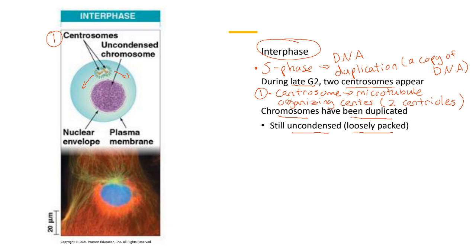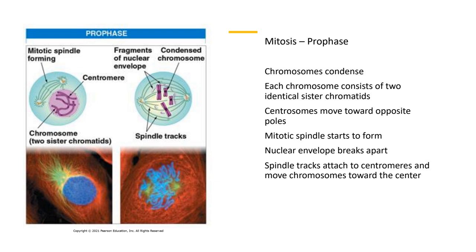So I'm going to put here number 2. Okay, still uncondensed. In other words, what you see over here, which I'm pointing to, is spaghetti, right? You really cannot tell the different chromosomes or tell them apart. Then we continue with prophase. And in prophase, the chromosomes are now condensed, right? Now the DNA is in the chromosome shape, right?